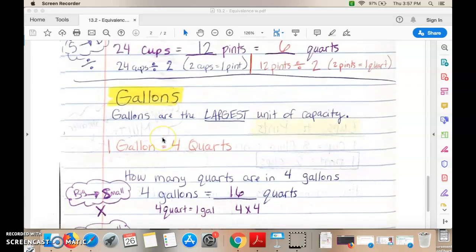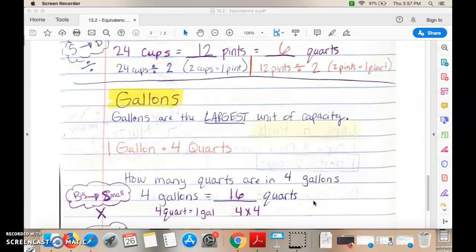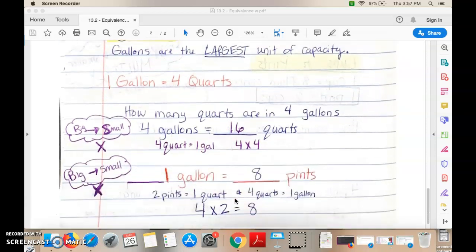Okay, so how many quarts are in 4 gallons? Well, if I'm going from gallons to quarts, I'm going from a bigger unit of measurement, gallons, to a smaller unit of measurement, quarts, so I need to multiply. 4 quarts are in 1 gallon, so I'm taking 4 times 4. 4 gallons would equal 16 quarts.